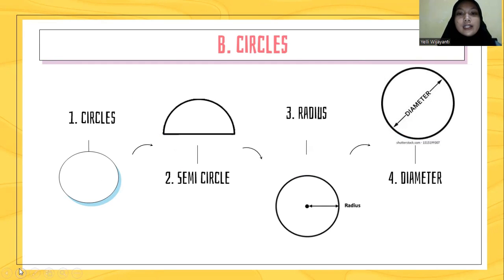Next one is circles. The first one is circle, means full circle. And then the second one is semicircle, means a half of a circle. And then radius means a straight line from the center to the circumference of a circle. And the next one is diameter. It means a straight line passing from side to side through the center of a body or figure, especially a circle. Next.